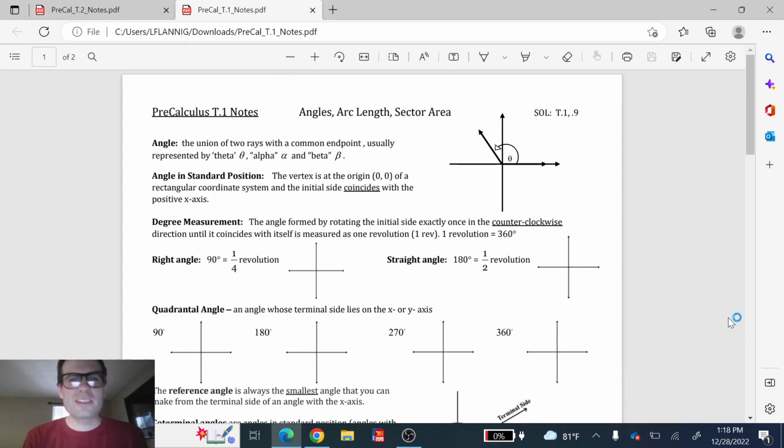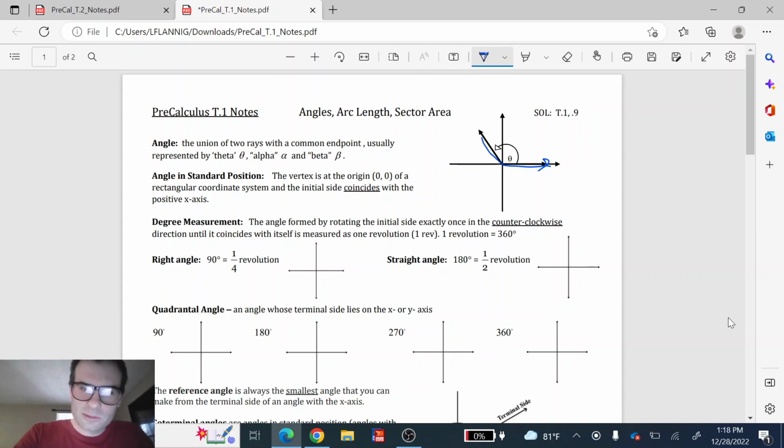First, we're going to start with the angle and what an angle is. As you can read right here, it's the union of two rays. This ray right here and this ray right here form an angle. You can see it forms this angle right here, which we call theta. It looks like a zero with a line through it. You can also call it alpha or beta. These are all Greek terms.